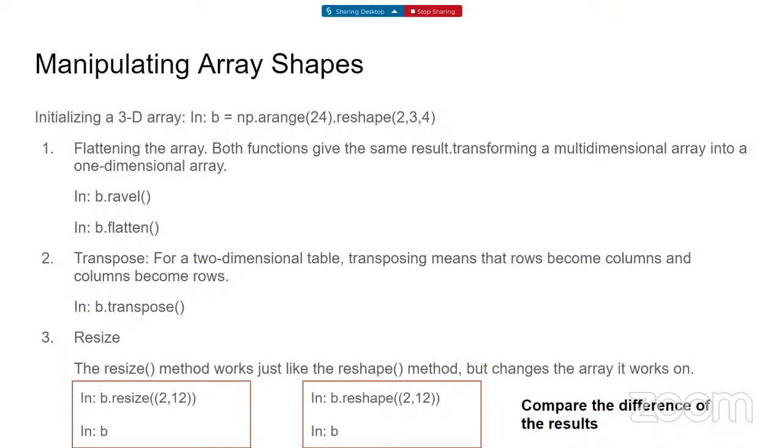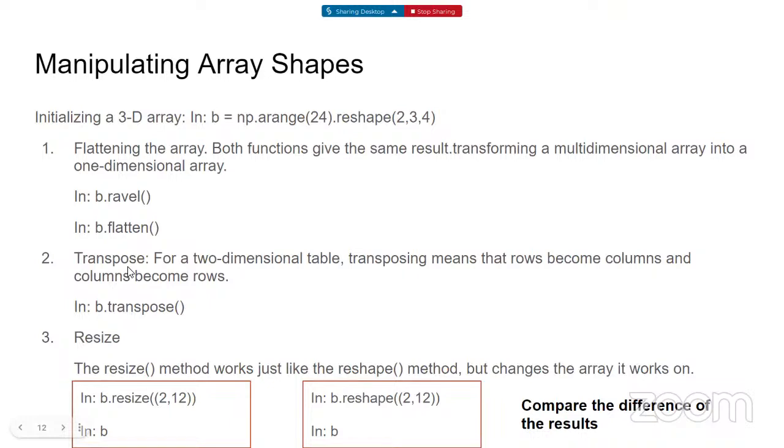First is changing the shape of the NumPy array. These are some of the functions to change the shape. The first one is flattening an array, which means that if it's a 2D array, you change it to a 1D array. That's called flattening the array. You can just try this code later.